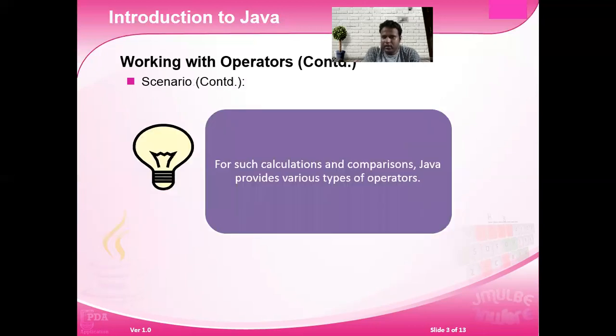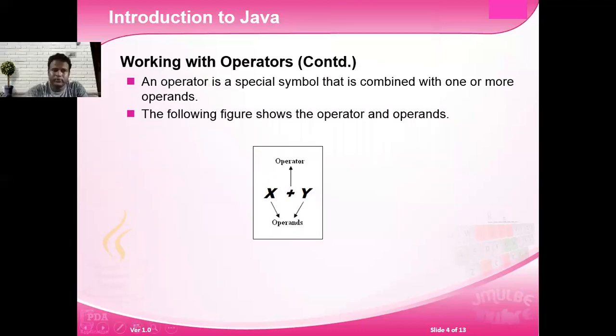So for such a calculation, first of all we have to check the condition. Then we have to count the number of attempts. These are the things we can perform by using various types of operators. One is where the conditional check happens, and the other is the number of attempts performed.